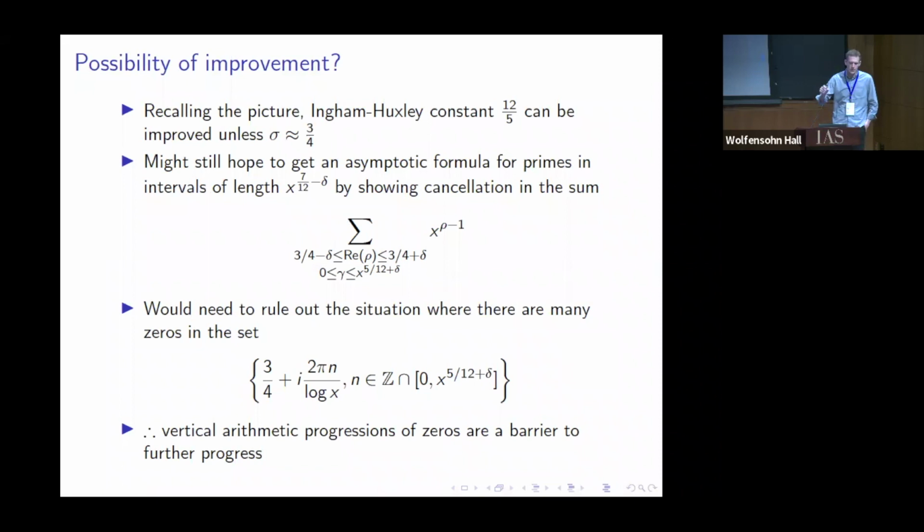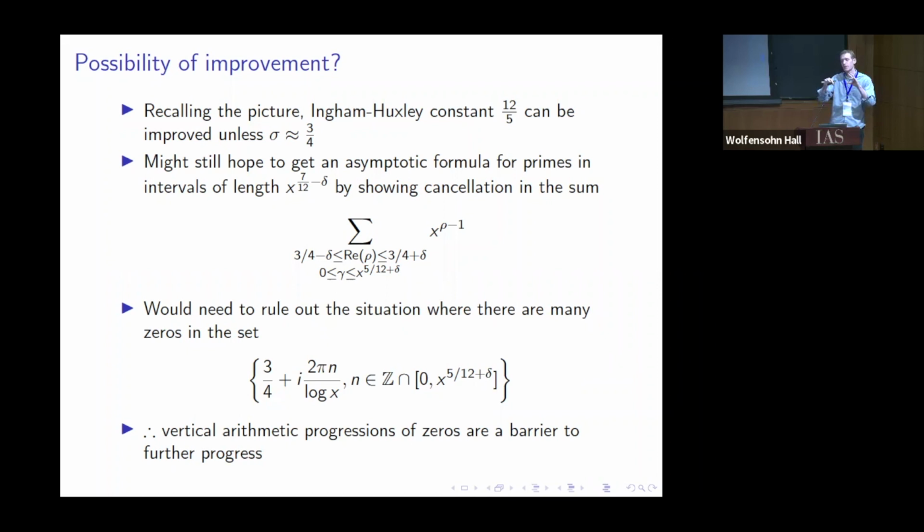So if you look at the Perron's formula argument that I was talking about before, and you look at the sums over zeros that show up, you would maybe get something like this. And this would be a problematic zero sum that you would want to try and understand. If I wanted an asymptotic formula for primes in intervals a little bit smaller than x to the 7/12, I'd have to be looking at zeros with real part very close to 3/4. Their ordinate is going up to something a little bit larger than x to the 5/12. And maybe there's some way we could find cancellation in the sum.